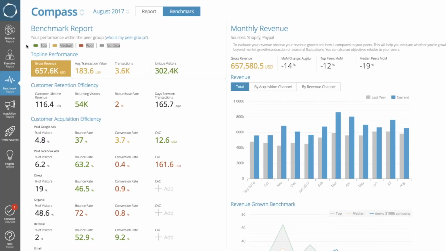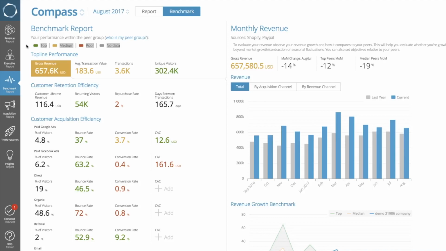The benchmark report enables you to see your store's strengths and weaknesses by comparing your metrics against your peer group. Your peer group is the 100 stores most similar to you in terms of product category, revenue, average transaction value, and other key metrics. Benchmarking helps you objectively understand how well different aspects of your store are performing, and our color-coordinated system makes it easy to see at a glance where you're doing well and where you're doing poorly.